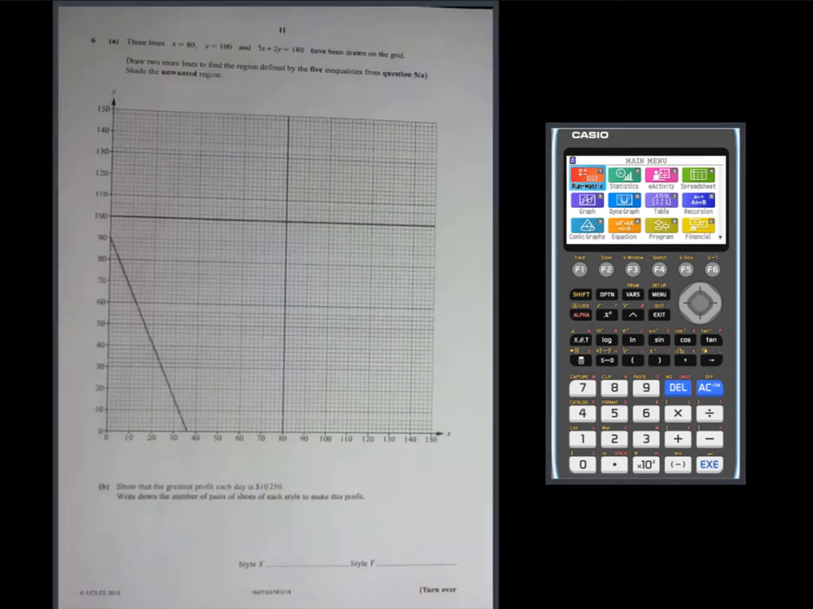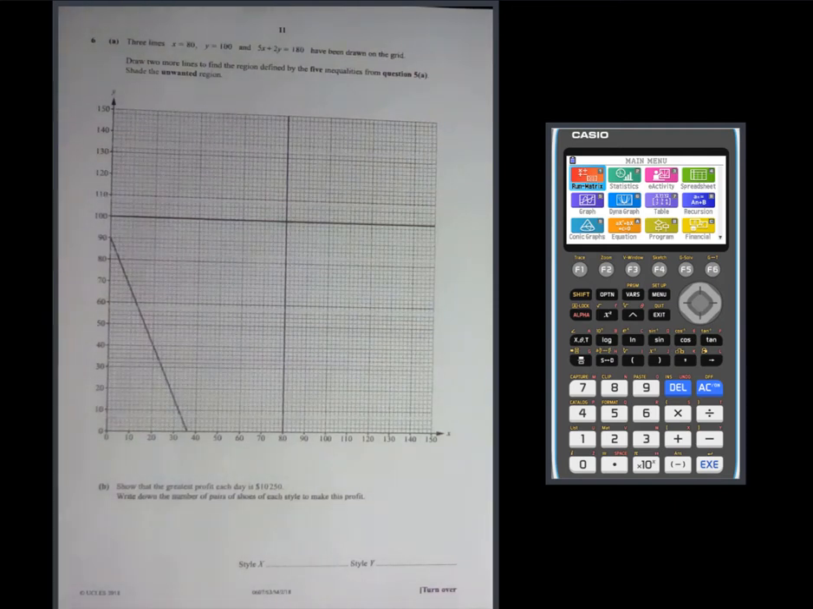Three lines, x equals 80, y equals 100, 5x plus y equals 180 have been drawn on the grid. Draw two more lines to find the region defined by the 5 inequalities from question 5a. Shade the unwanted region. So what you will find a lot of the time in these investigation and modelling papers, you have to flick back a page or so, or possibly even 2 or 3 pages, to use old results to get to the next bit.